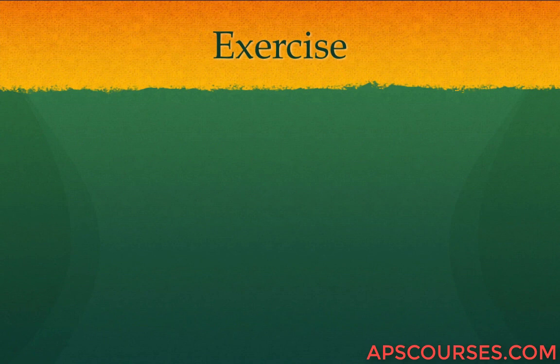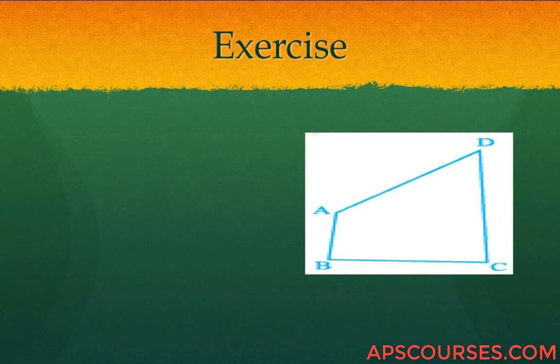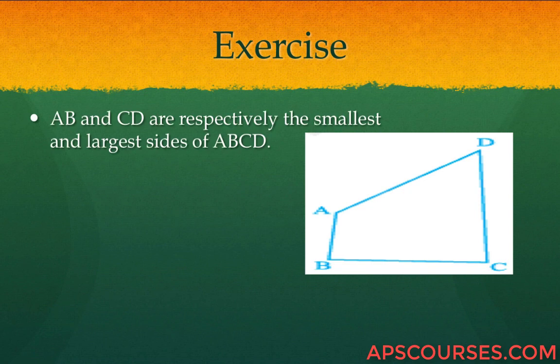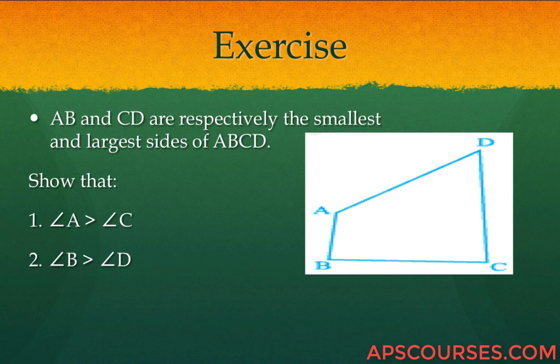The next example is a slightly trickier example than the previous one. You have a quadrilateral ABCD, and in this quadrilateral, AB is the smallest side, CD is the largest side. Show that angle A is larger than angle C, angle B is greater than angle D.